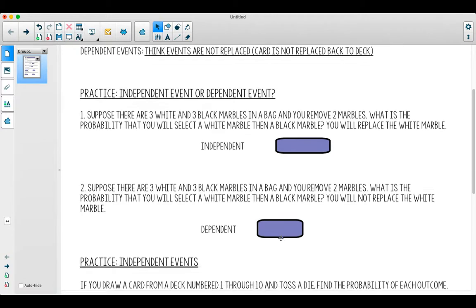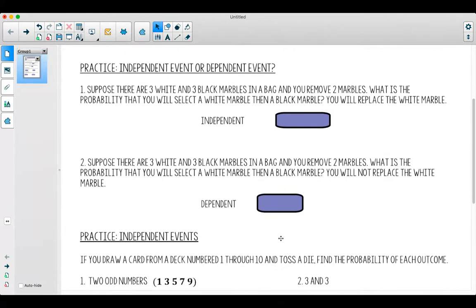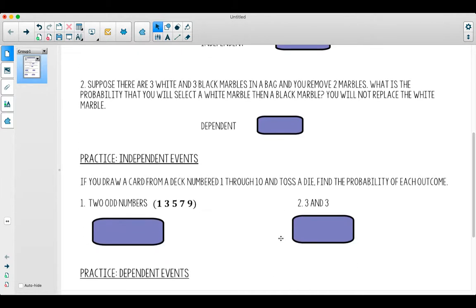Now let's do a little bit of practice, very similar to what we did the other day in that Edpuzzle. If you draw a card from a deck numbers 1 through 10, someone's question was, why was I using 10? That's just what I chose. So when you get down to the first probability, it's going to be over 10. And then you toss a die. Find the probability of each outcome. So first one, 2 odd numbers. For the deck of cards, you have 1, 3, 5, 7, and 9. And then for the die, you're just going to have 1, 3, and 5.